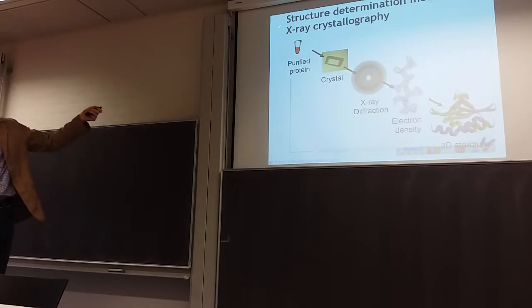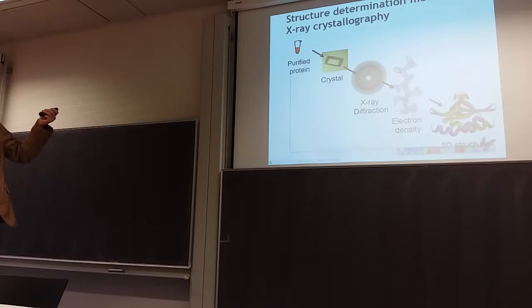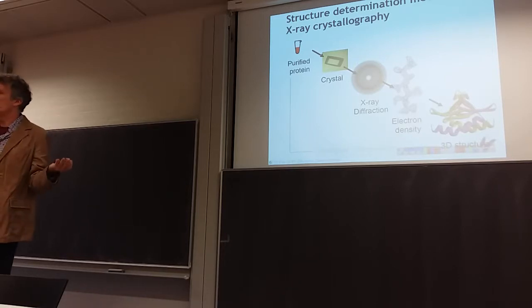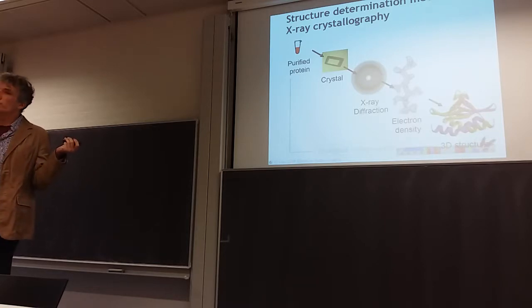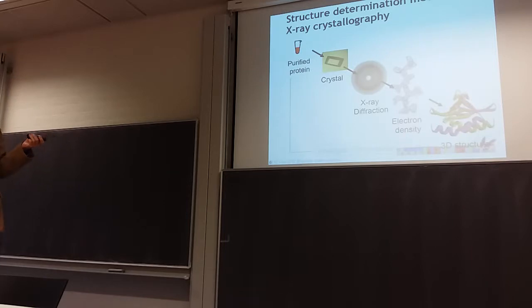So this is a very simplified view of the workflow for getting from a protein to a structure. There's a couple of steps. First of all, you need to have a purified protein. This is sometimes already a bottleneck because you need enough of the protein and you need to have it quite pure, because if it's not pure, it won't crystallize. So that's one bottleneck. Then if you have a crystal, you get a diffraction pattern. That's no problem. But the crystal has to be good enough.